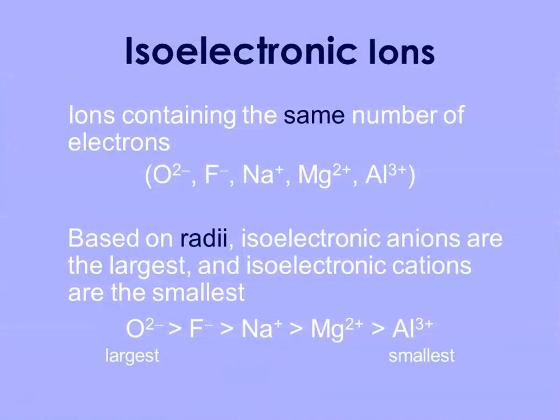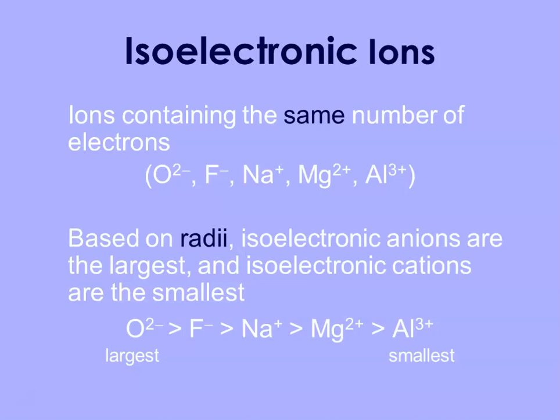Isoelectronic ions are ions throughout the periodic table that have the same number of electrons. So these five all have, make sure I've done my math right, yes, 10 electrons. O2 minus: O has 8 electrons, you add 2 to it to get 10. F minus had 9, add 1 to it to get 10. Sodium had 11, subtract 1 from it to get 10. Magnesium had 12, subtract 2 to get 10. And aluminum had 13, subtract 3 from it to get 10.